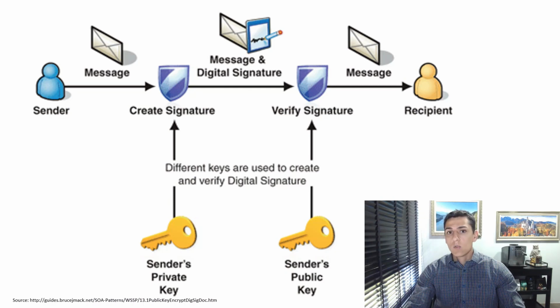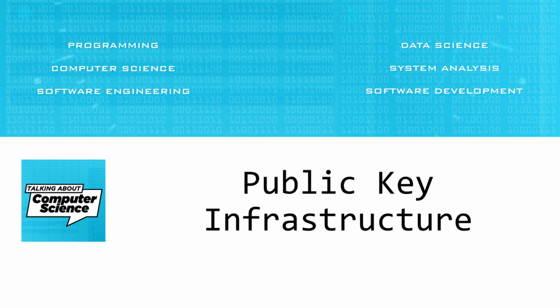But how can the user trust that a certain sender really is who this person says they are? For this purpose, we need a third party in this communication. That is the public key infrastructure. So let's see what that means now.